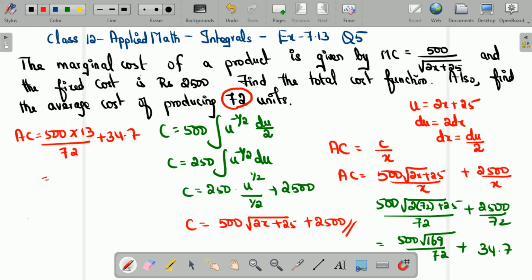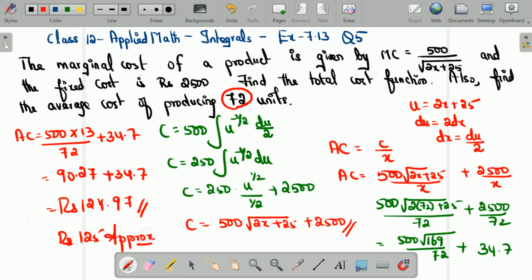So now let's compute 500 into 13, the whole thing divided by 72 is going to be equal to 90.27. Approximately I'm giving in this value plus 34.7. So if you add 90.27 along with 34.7, this is going to be approximately equal to 124.97, or you can round it off to rupees 125 approximately. Since we are doing a lot of round off, use the word approximately to convey the value.